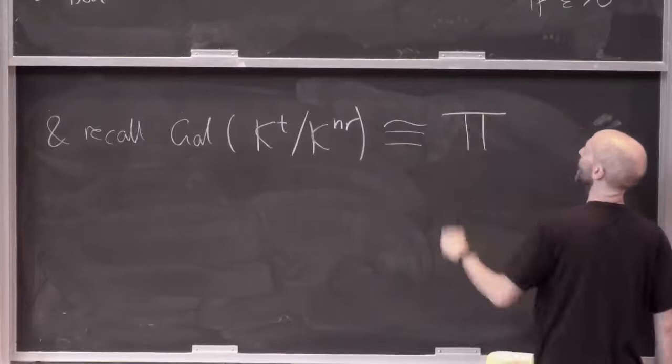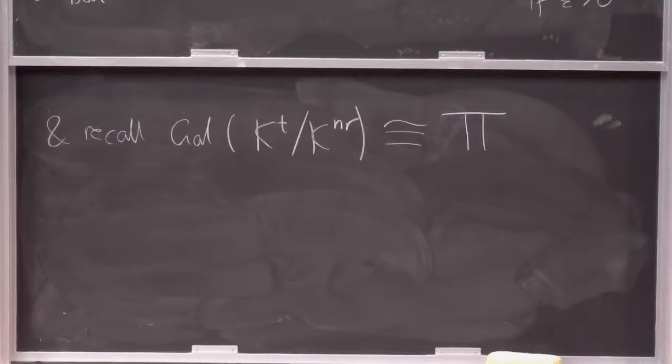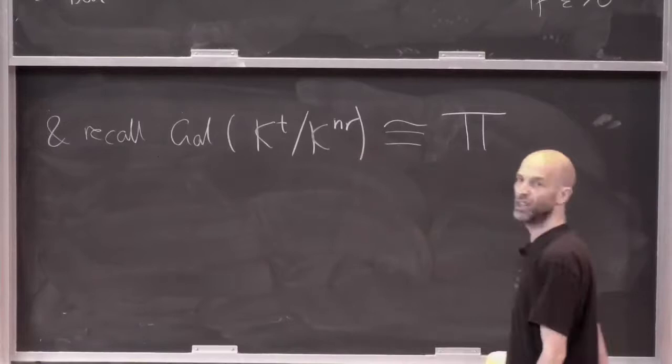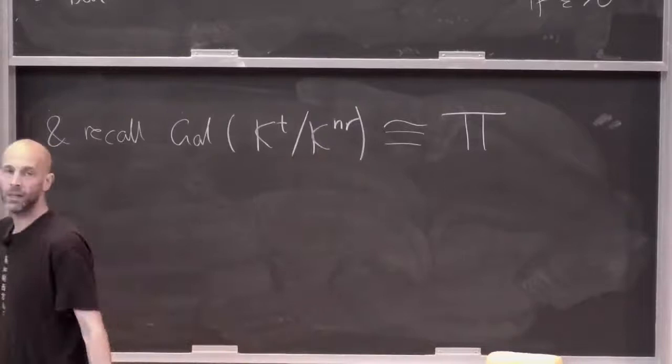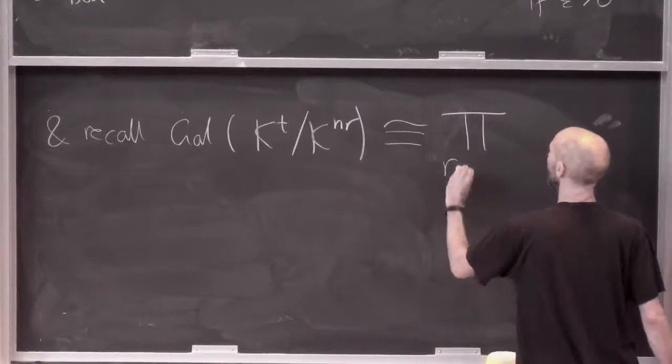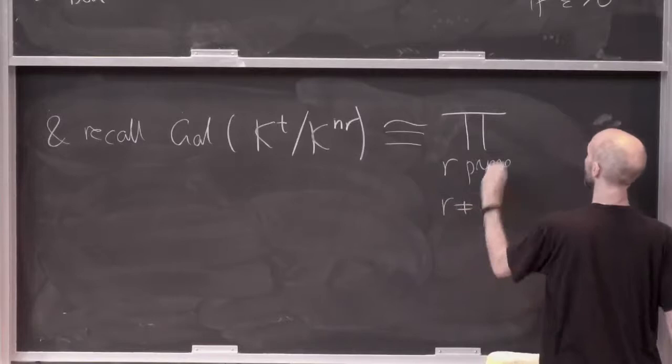Now I have a problem, and I don't quite know how to solve it. I need a letter for a prime number because P and L are already playing roles. Q is a good letter for a prime number, but I'm already overusing Q, which was the size of the residue field. So I'm going to use r. So r is going to be prime, r not equal to p. These are the r-adic integers.